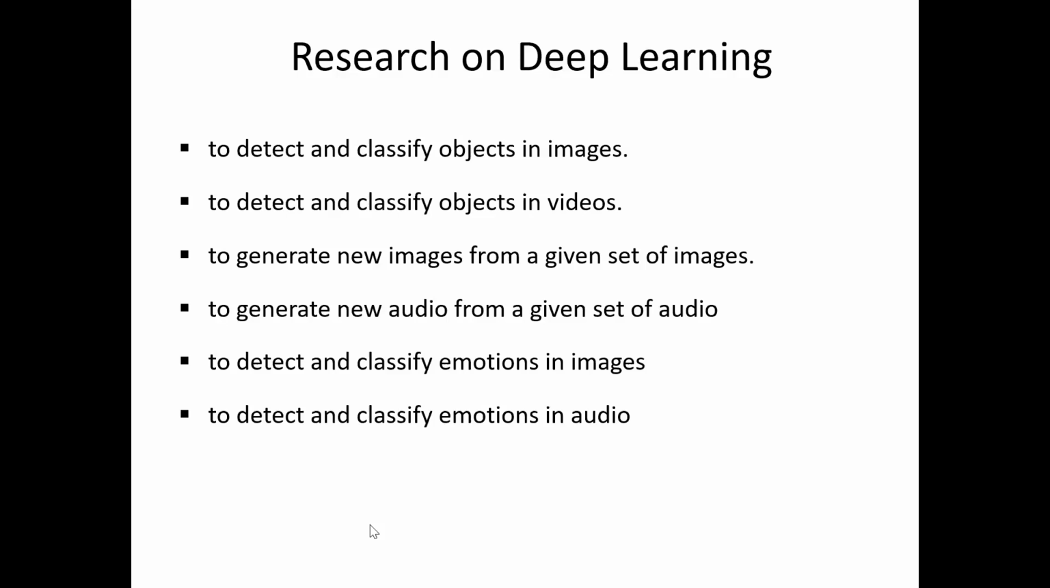There may be pattern recognition by analyzing the video. To generate new images from a given set of images is another very useful application where we can use deep learning models. To generate new audio from a given set of audio, to detect and classify emotion in images. A lot of people are working in this area. From an image, you have to predict the emotion of a particular person, and not only a person, it may be an animal, a cat or a dog. To detect and classify emotions in audio, by analyzing the audio signal, we have to classify the emotion of a particular person.